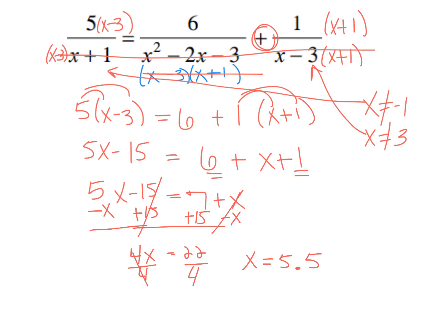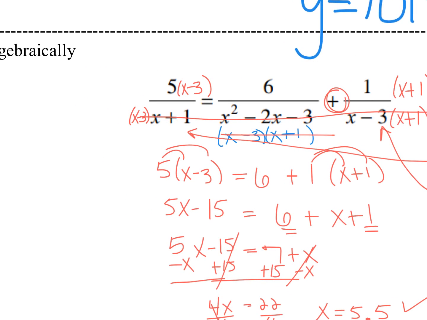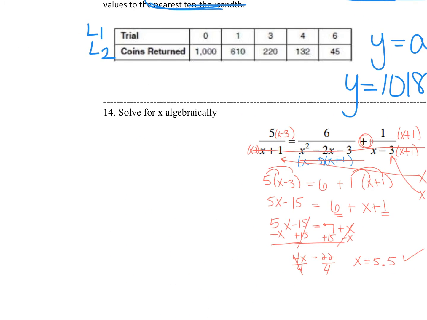So 6 over 5.5 squared minus 2 times 5.5 minus 3 plus alpha y equals 1 over 5.5 minus 3. And they match, so this works. Make sure you check it. So I'll write check, because hopefully you guys remember to check.